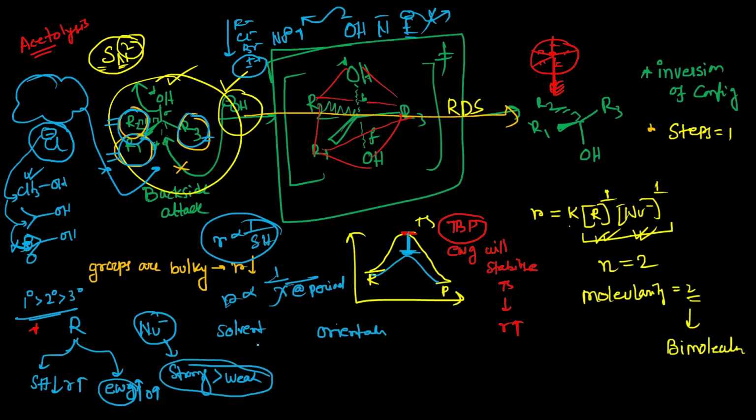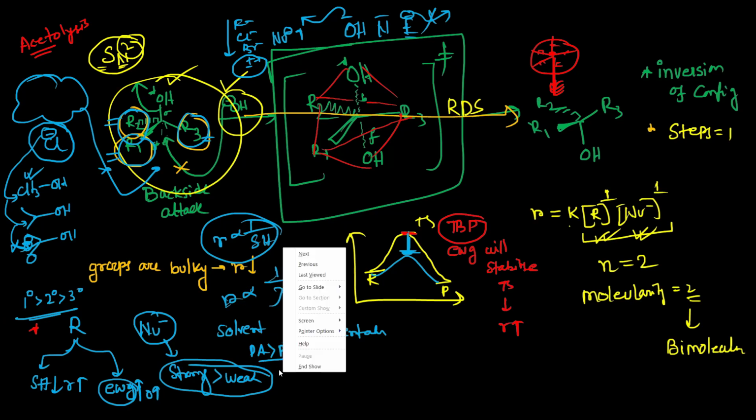Next, solvent. As we know, polar aprotic solvent is more favored than polar protic solvent, than non-polar solvent. But in SN1, what was the case? The opposite was the case, right? Polar protic was the fastest rate, then polar aprotic, then non-polar.